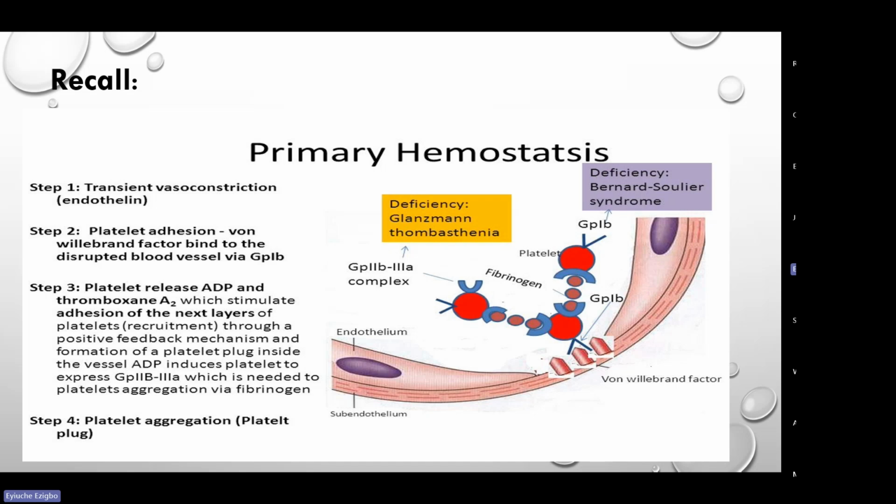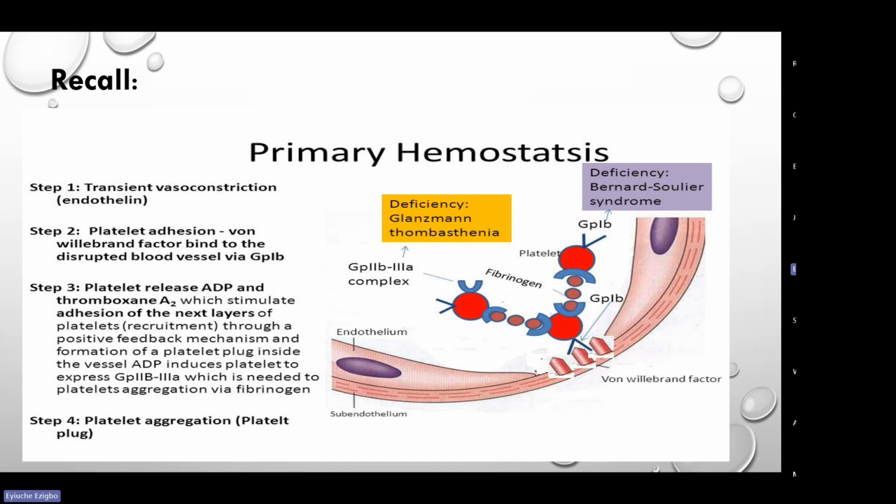So primary hemostasis, we're trying to describe primary. This is just an overview. We have those steps we described: transient vasoconstriction, platelet adhering to von Willebrand factor, platelet release of ADP and thromboxane A2, recruitment and all that, and then exposure of the receptor glycoprotein 2b3a, and the final stage of platelet aggregation. This is just an overview.